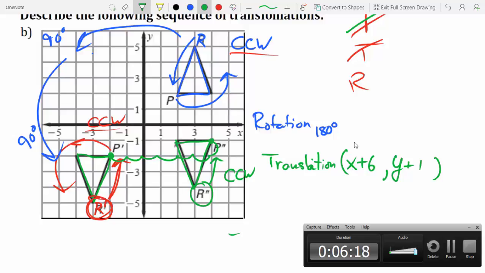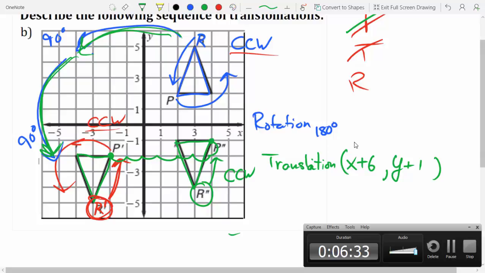So to recap, from the original blue, it is getting rotated 90 degrees. I'm sorry, it's getting rotated 2 quadrants, so that's 180. And then from here, it's getting translated 6 units to the right and 1 unit up.